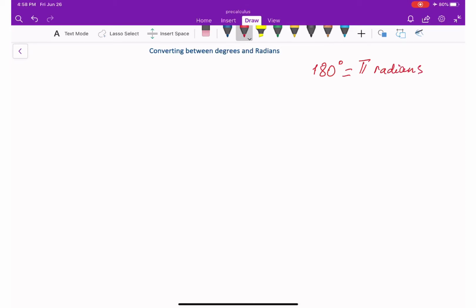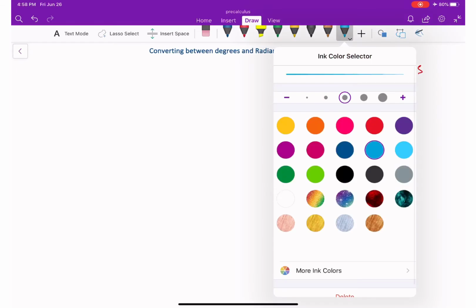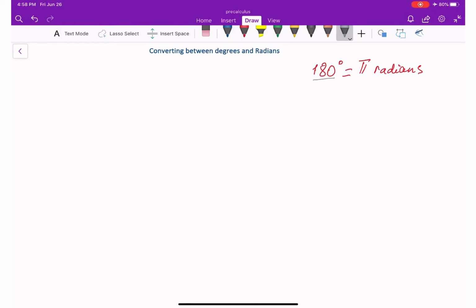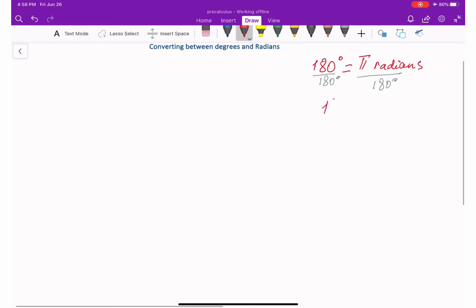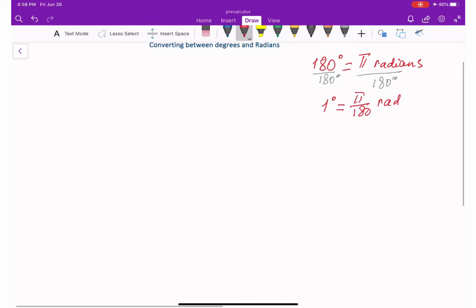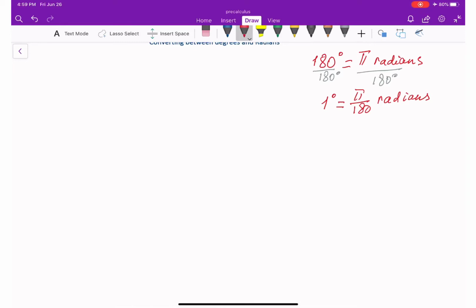Okay, from here, if we want to know how many radians will be 1 degree, I'm going to divide by 180 degrees, right? And the result is going to be: 1 degree is equal to pi over 180 radians. Okay. So from here, this is 1 degree.